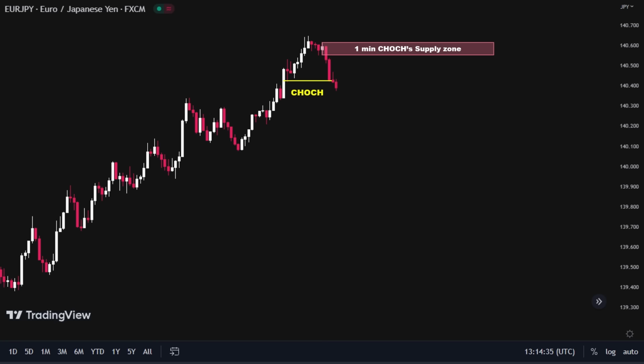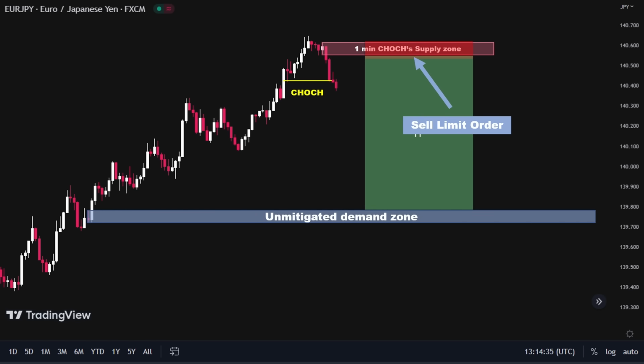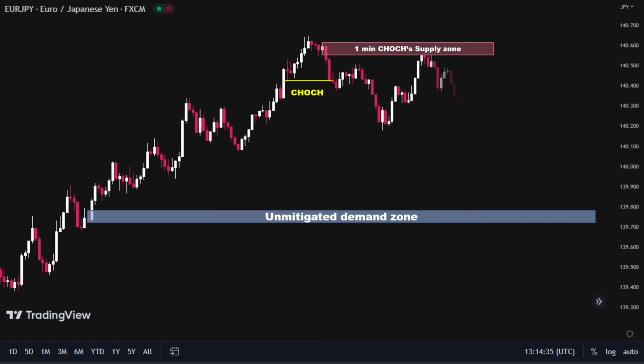So next we should place our sell limit order here and put the stop loss a couple of pips above the highest point of the zone and target the recent unmitigated demand. Now we have executed our sell limit. Let's see what happens. Now, our sell limit order has been activated and we have entered the market. As you can see, price after triggering our sell limit went down and finally hit our take profit and provided a trade with an 8 reward to risk ratio.